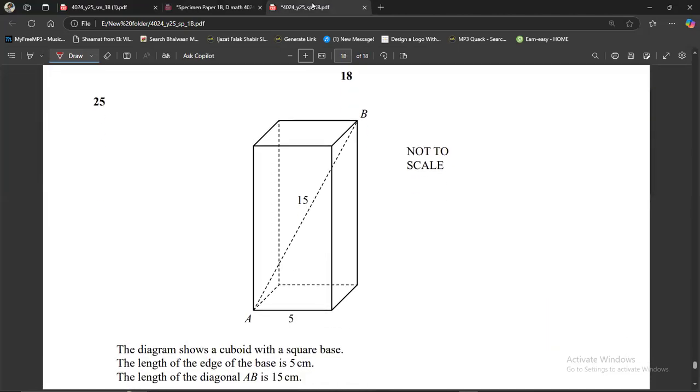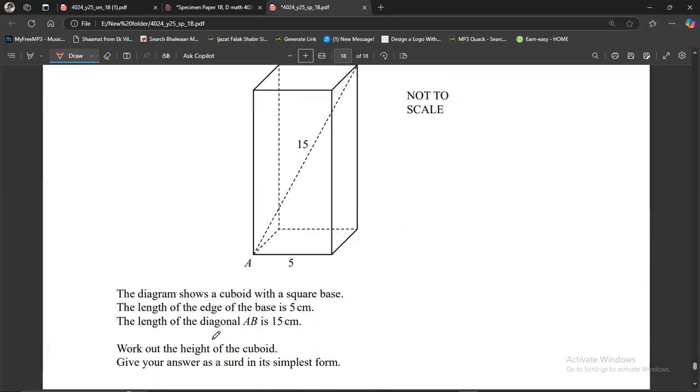So here we have question number 25. A 3D diagram is given. The diagram shows a cuboid with a square base. The floor, the bottom of this cuboid is a square. The length of the edge of the base is 5. So the base length and width is 5, 5. And the length of the diagonal, this diagonal of the 3D diagram, is 15.